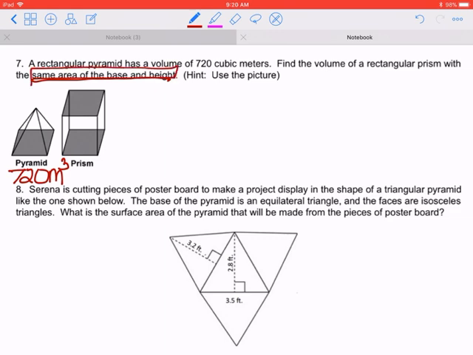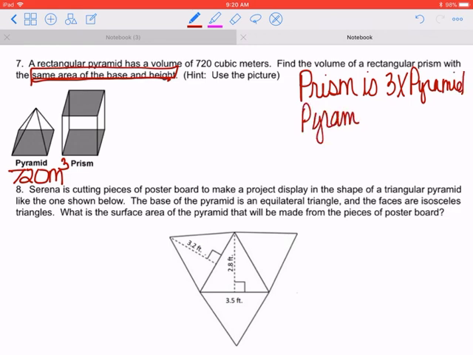So hopefully I remember the two sentences that we kept talking about: a prism is 3 times a pyramid, and a pyramid is 1/3 of a prism. So this pyramid is part of this prism.